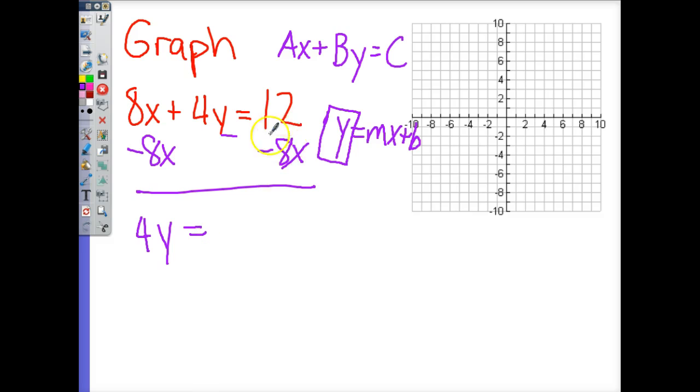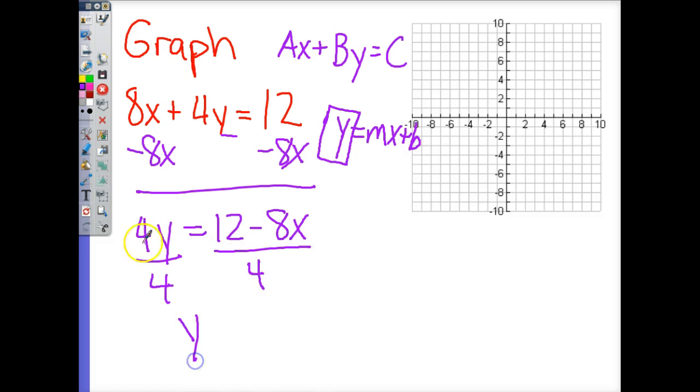Y equals, can I combine 12 and 8x? No, because they're not like terms. This is 8x, this is a 12, so I'm just going to write 12 minus 8x. What's happening to y? It's being multiplied by 4, so I'm going to divide by 4. Make sure you divide by 4 on the entire side over here. So 4 divided by 4 is 1y. 12 divided by 4, 3. 8x divided by 4, 2x. And I have y equals 3 minus 2x.